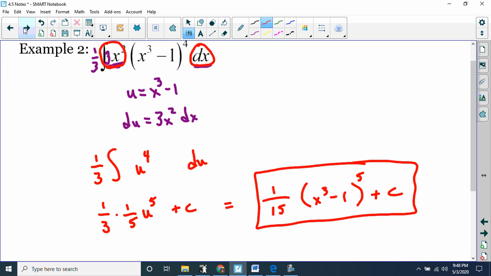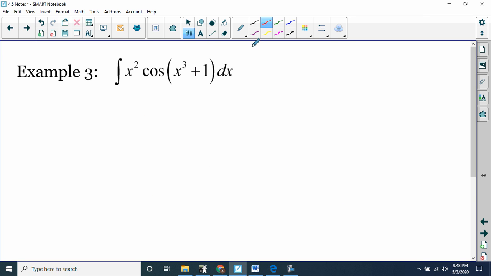Let's do one more like this. The integral of x squared cosine of x cubed plus 1 dx. After you've seen a few of these, after you've practiced a few of these, you'll start to get the hang of what to make u. In this case, I want cosine u. So I want u to be x cubed plus 1.